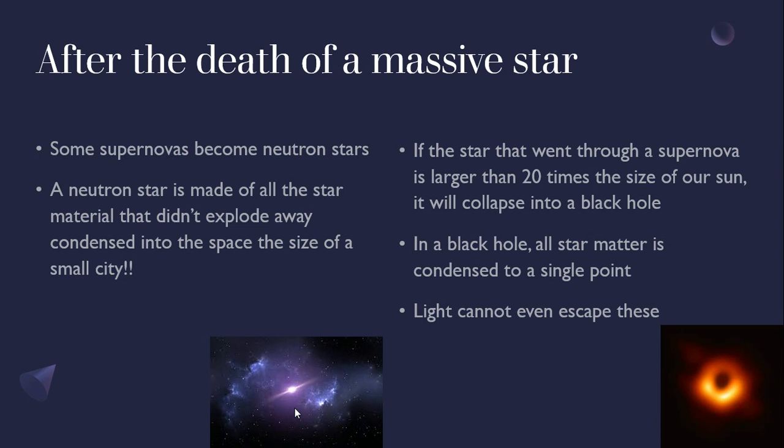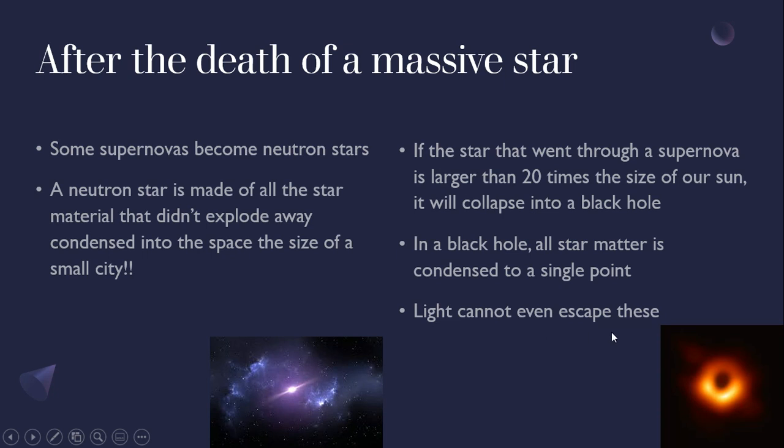If the star is even bigger, though, and it goes through a supernova explosion, and it's 20 times the size of our sun, it will collapse into a black hole. In a black hole, all star matter is condensed to a single point. So smaller than Denver, Colorado for sure. Imagine that giant, giant, massive sun, once again, collapsing into one single point with no volume. It doesn't make sense because it's like trying to divide a number by 0. It's just mathematically, it seems like it's impossible, and yet they exist. And that's why they're so scary and weird, and we know so little about it.